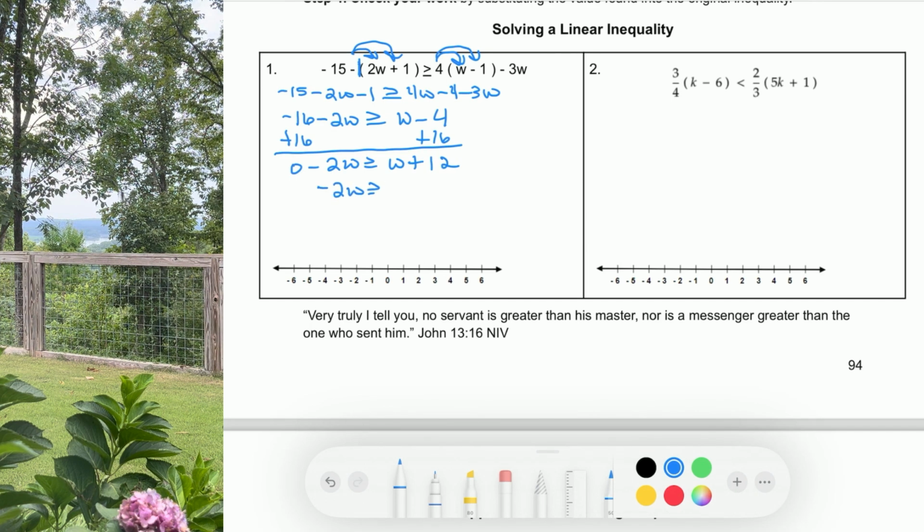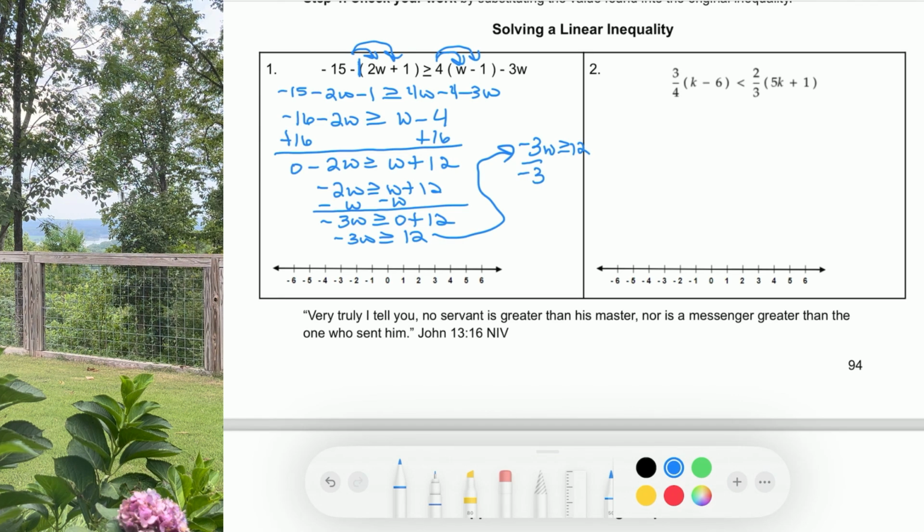Rewrite that. -2w is greater than or equal to w plus 12. I'm going to subtract w from both sides. I get -3w greater than or equal to 0 plus 12. That's -3w is greater than or equal to 12. I'm going to bring this up here so we can finish it.